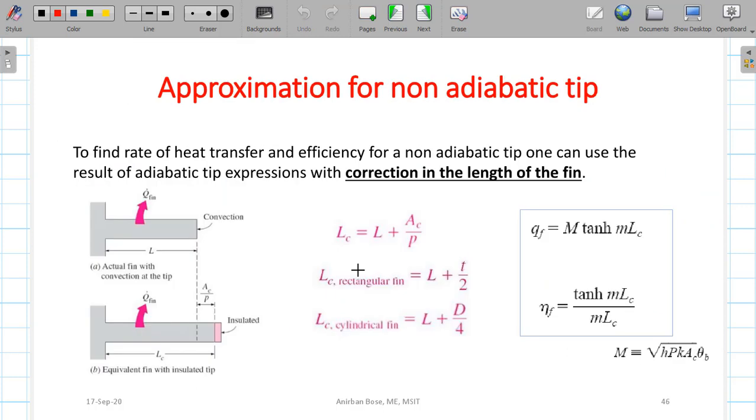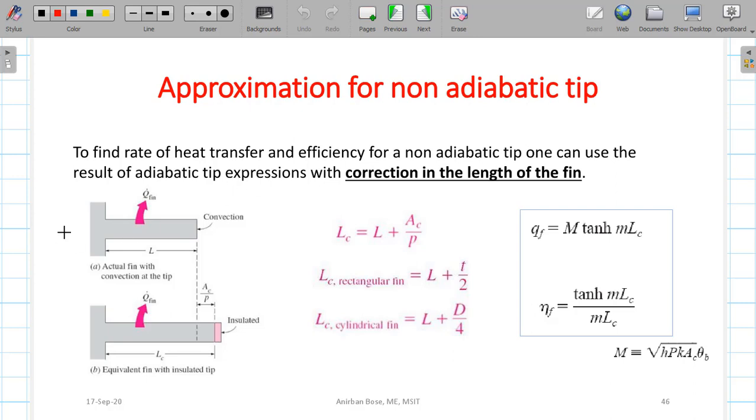Now, approximation for non-adiabatic tip. Now this is very important. We have got the expression for the fin efficiency for the adiabatic tip, but if it is non-adiabatic, it is a general procedure to somehow apply the formula for the adiabatic tip even if the situation is a non-adiabatic tip. So what is done for that?